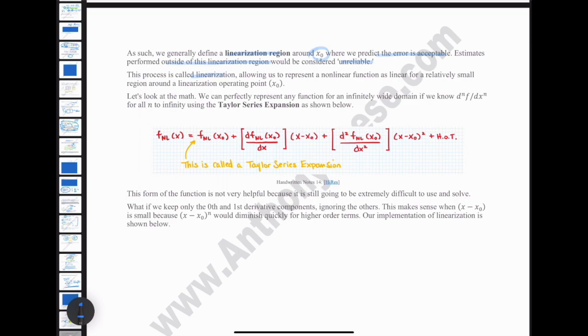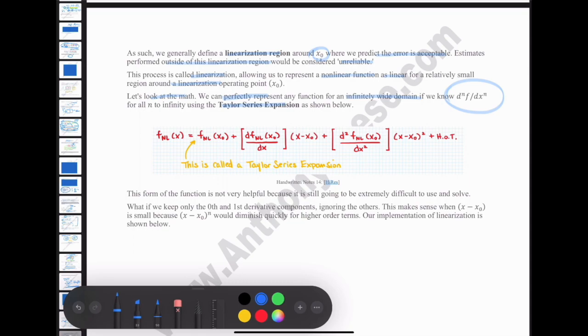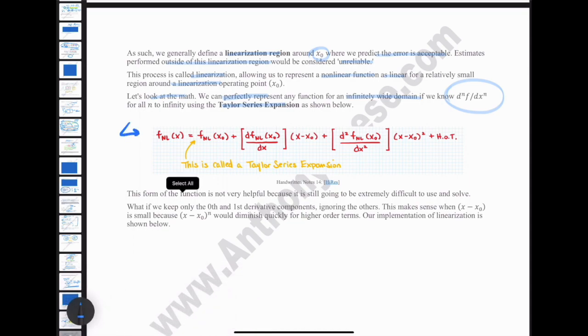We've already said this process is called linearization, and it allows us to represent a nonlinear function as a linear one for this small region. We can take a look at the math here. I'm not going to spend too much time focusing on it, but we can perfectly represent any function for an infinitely wide domain if we know all the derivatives. Okay, first order, second order, all the way to infinite order derivative. And we use something called the Taylor series expansion. So this equation here is not an approximation. This is a completely accurate representation of any function.